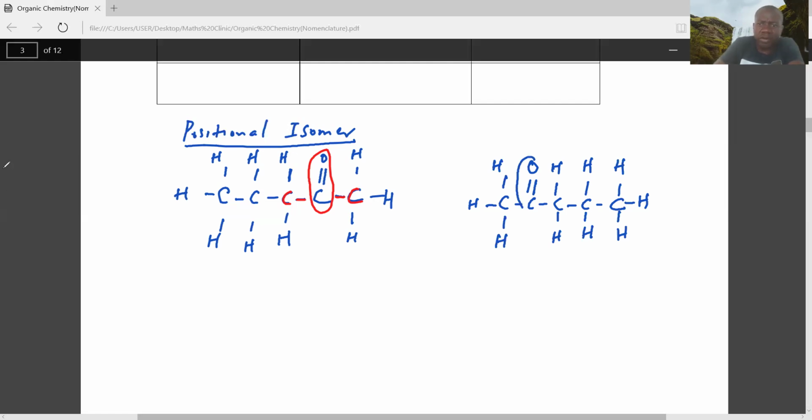So now, here we are going to do this. Look at this. If we want to name this organic compound, we have to number starting from the nearest functional group. Remember, the functional group of a ketone is this carbonyl.